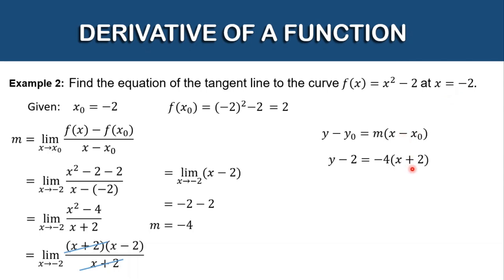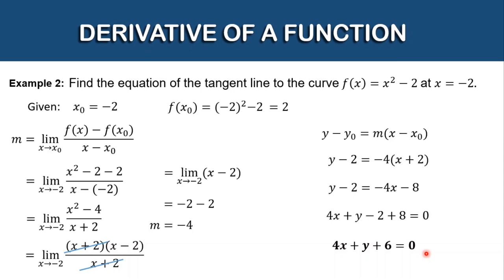Then let's just distribute negative 4 dun sa loob ng parenthesis natin. And we are going to have negative 4x minus 8. Then arrange na lang natin ito papunta sa general form niya. So meron tayong 4x plus y minus 2 plus 8 is equal to 0. And the equation of our tangent line is 4x plus y plus 6 equals 0.